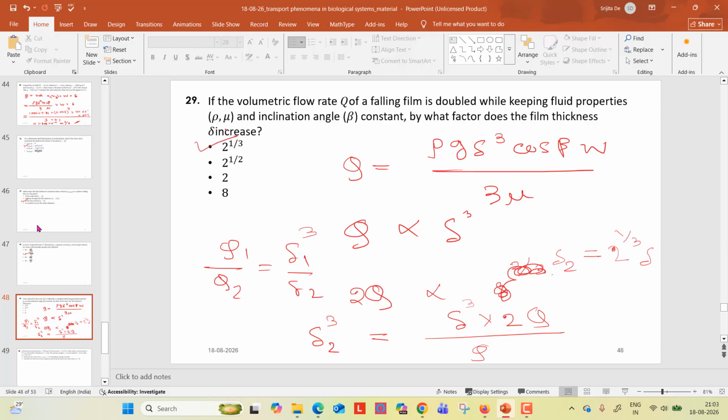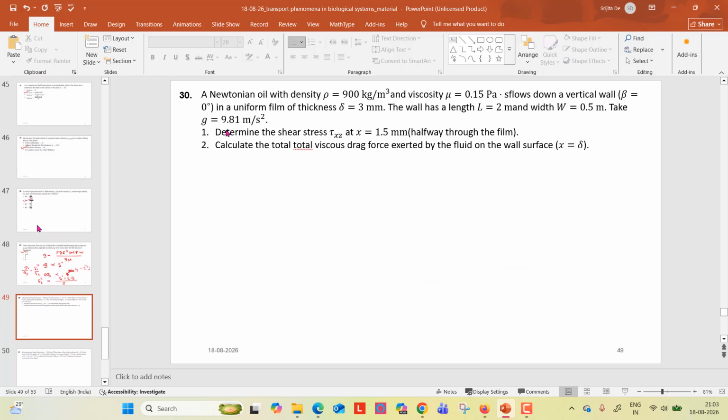Next, a Newtonian oil with density and viscosity flows down a vertical wall in a uniform film of thickness delta. The wall has a length L and width W. Take g. Determine the shear stress at x equals 1.5 millimeter, halfway through the film. Calculate the total viscous drag force exerted by the fluid on the wall surface.